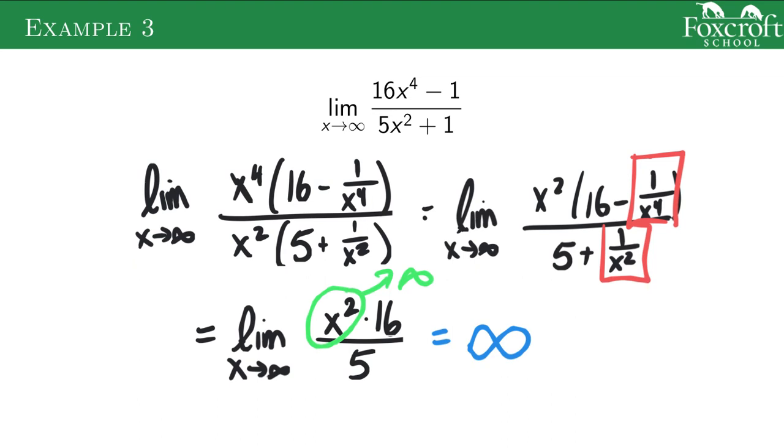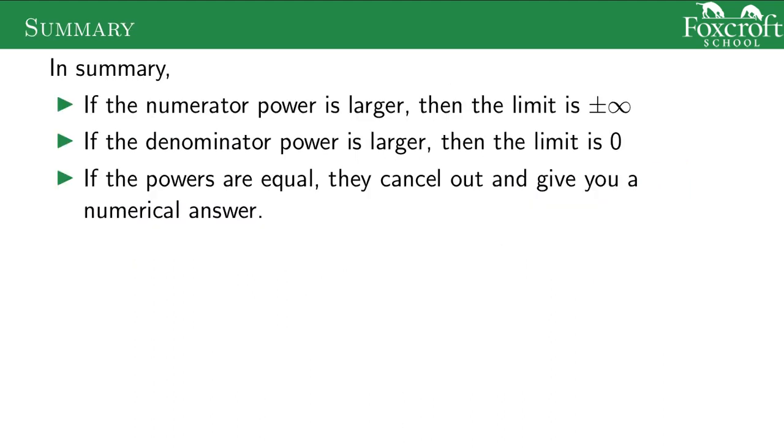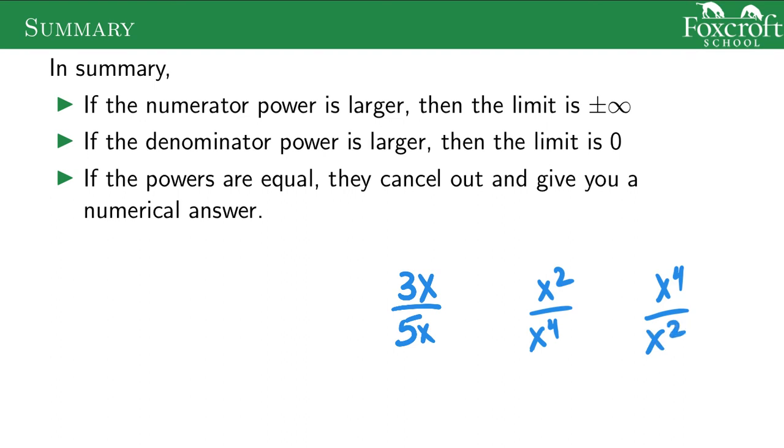All right, so you might be able to look back through the examples and see the pattern. We're looking at the biggest power of x. In one example, we had 3x over 5x. In one example, we had x squared over x to the 4th. And in one example, we had x to the 4th over x squared. So if you look at the biggest power of x in your rational, if the numerator power is larger, that means the top's not going to cancel and it's going to keep going off to infinity forever.